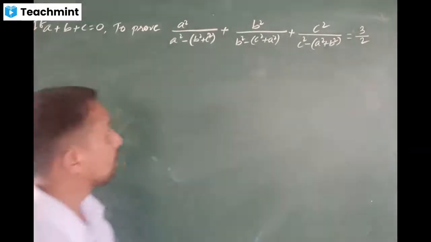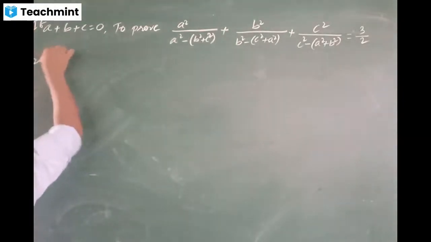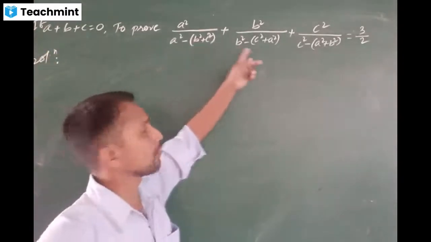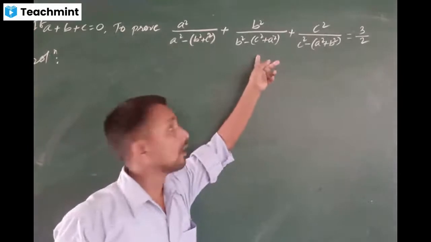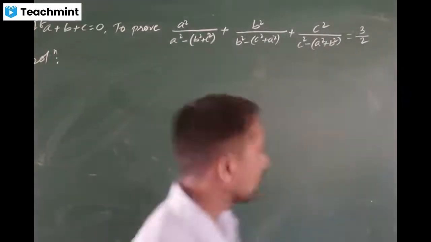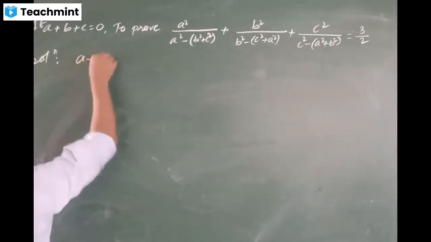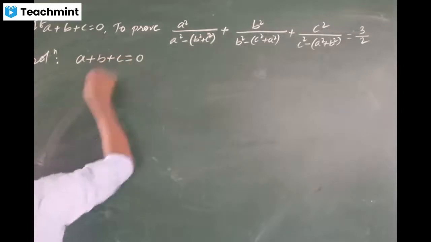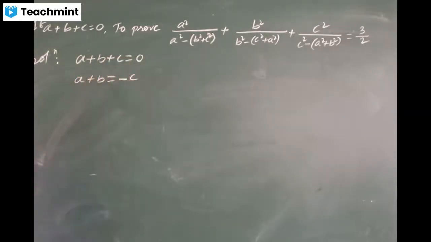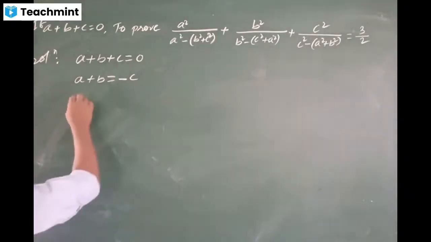Here, when we solve these types, we have to break it first. So how will we get this value, or how to break this? First of all, it is given that a plus b plus c equals 0. Then a plus b equals minus c. Okay, a plus b equals minus c.